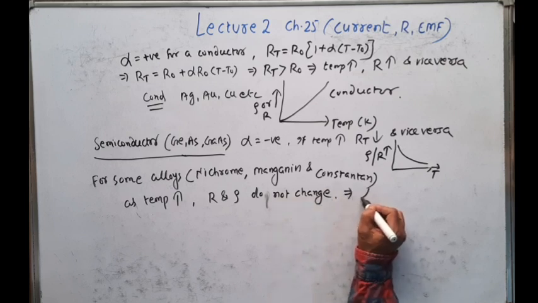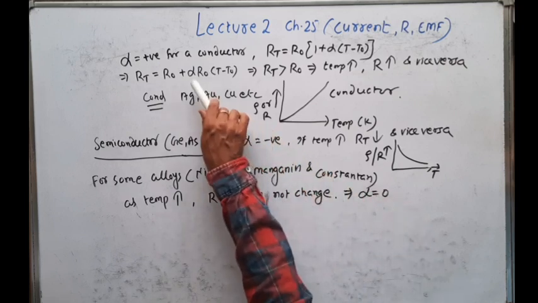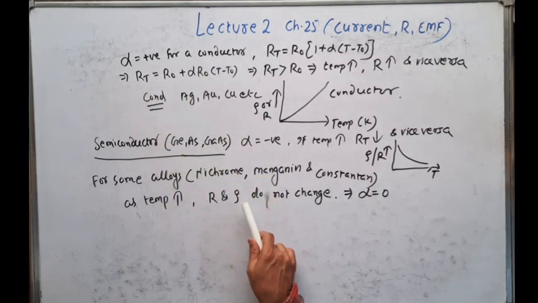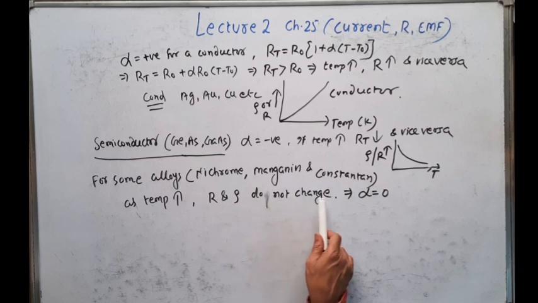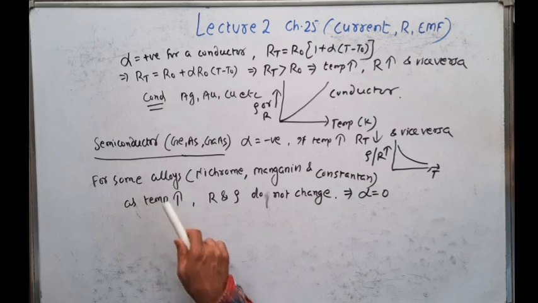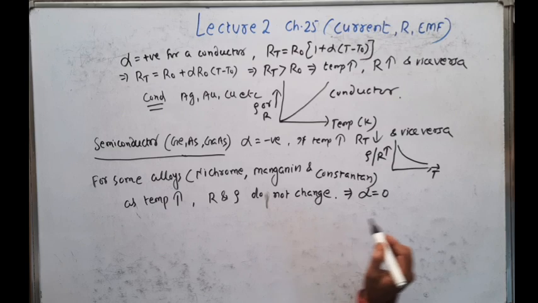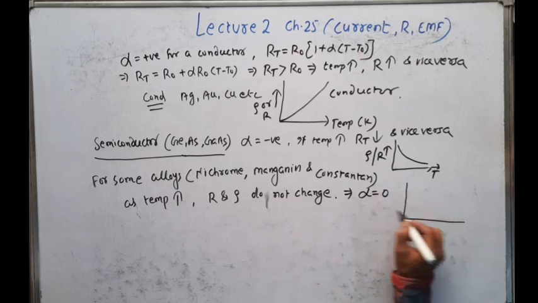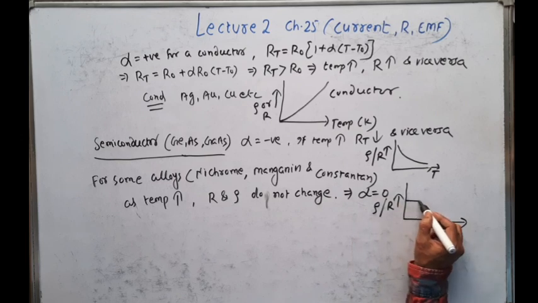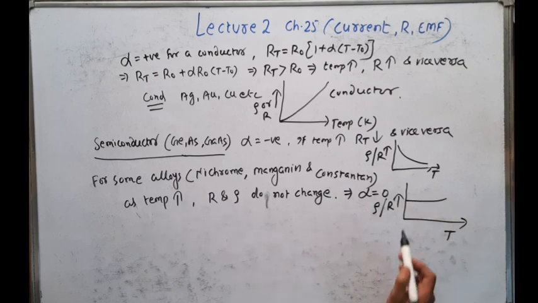That implies alpha is equal to 0. If alpha is equal to 0, we can say RT is equal to R naught. That means resistance or resistivity remains constant for which type of material? For some specific alloys like nichrome, manganese, and constantan. So if you draw a graph between rho or resistance versus temperature, the graph is like this. So here resistance almost remains constant.